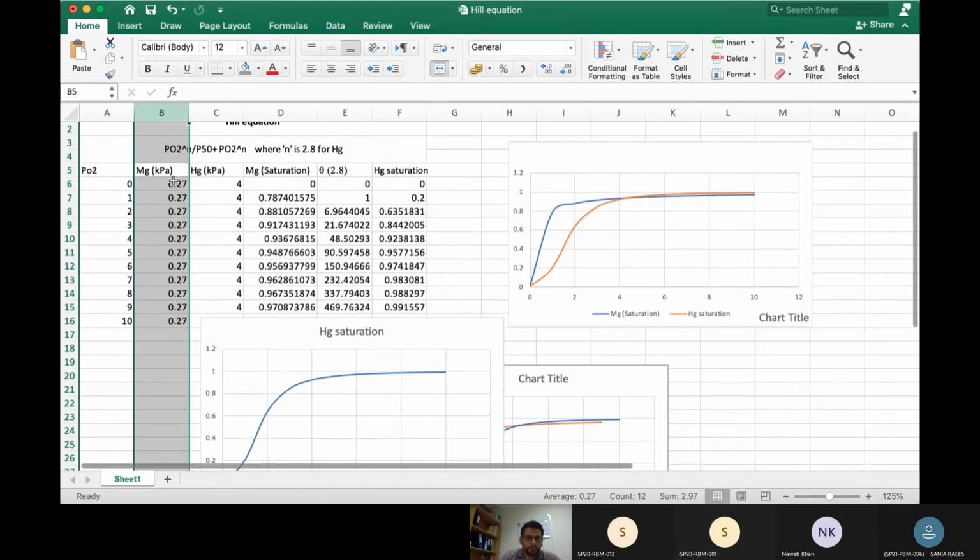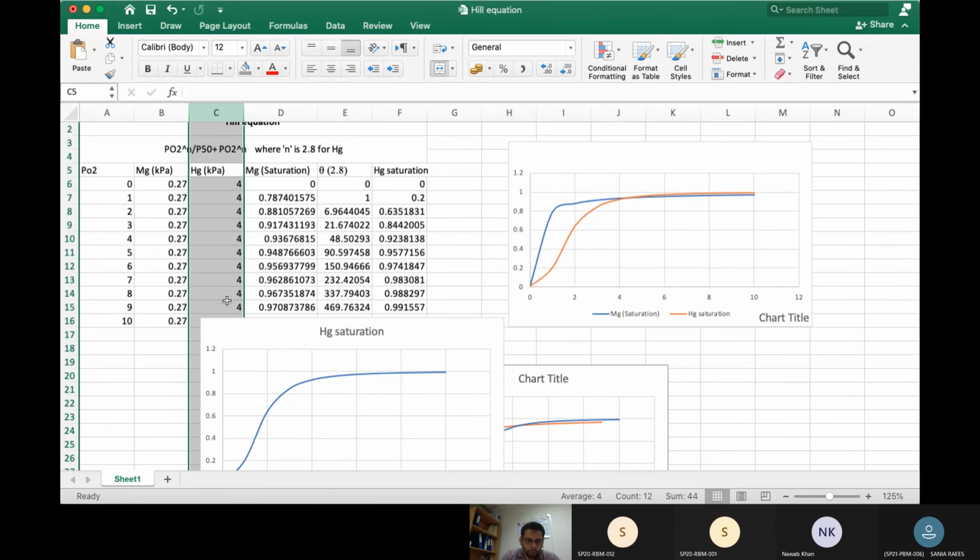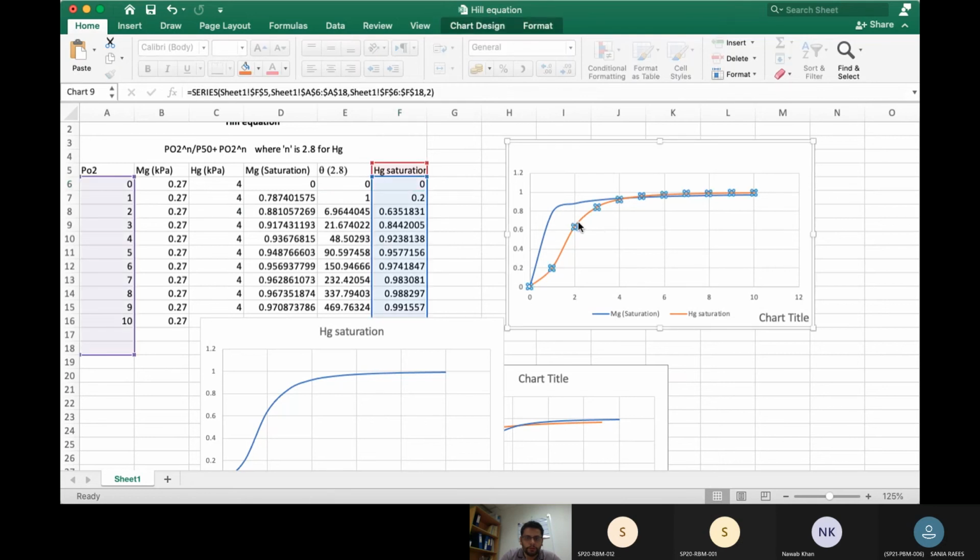So myoglobin का कांस्टेंट प्रेशर 0.27 के ऊपर, हीमोग्लोबिन के लिए प्रेशर 4 किलो पास्कल के ऊपर। मायोग्लोबिन की सैचुरेशन कैलकुलेट की हमने इसी फार्मूले से, हीमोग्लोबिन की सैचुरेशन कैलकुलेट की हमने इसी फार्मूले से। If I could show you the formula, आपको फार्मूला भी ऊपर नजर आ रहा होगा। और अगर आप इन दोनों को यूज करेंगे इस कर्व को बनाने के लिए, आप ये देखें इस वक्त हीमोग्लोबिन का कर्व आपको नजर आ रहा होगा जो कि सिग्मॉइडल कर्व है, and this one is myoglobin.